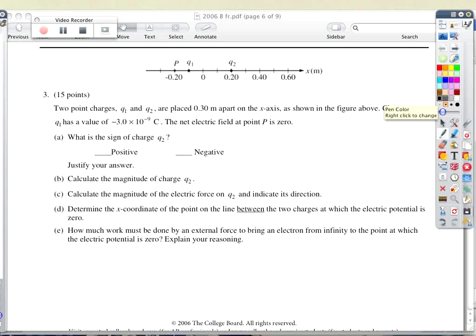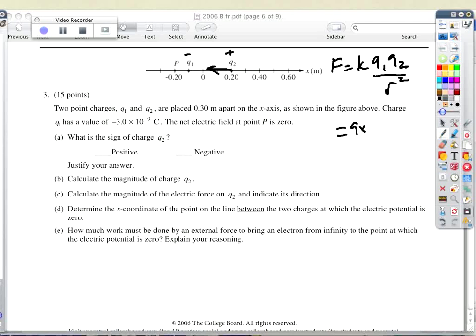Calculate the magnitude of the electric force on Q2 and indicate its direction. So the electric force on Q2. If we're talking about the electric force on Q2, what is the only other electric thing? Q1. And since this is minus and this is plus, there's got to be an attraction that way. So the electric force is going to be K Q1 Q2 over R squared. That's all I do. So it's kind of trivial.